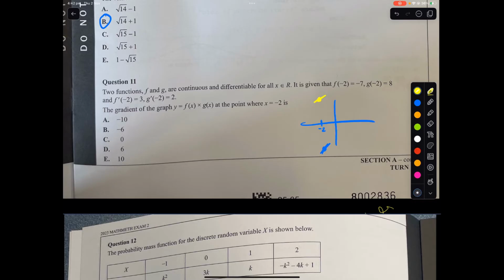Okay. Luckily, they've given us so much information that we can just make 2 equations for both of them and then sub in x equals -2 to find the gradient. I have no idea what else to do with this, so that's what I'm going to do here. So, to do that, let's look at f. Let's make an equation from f.